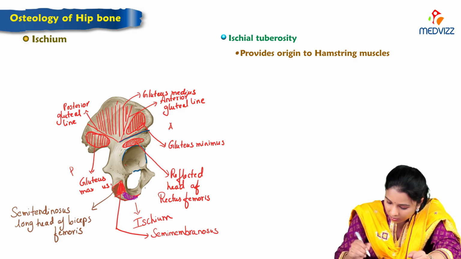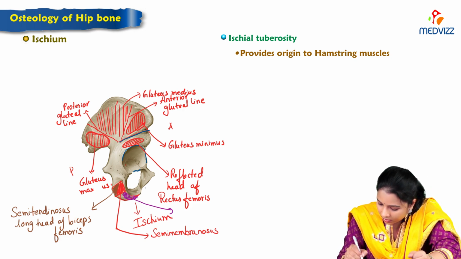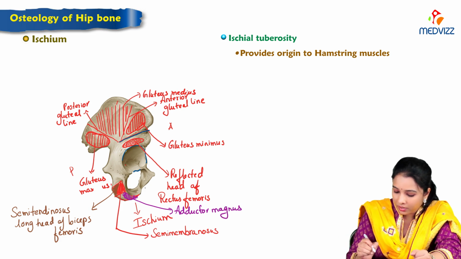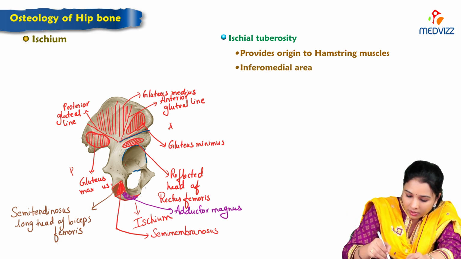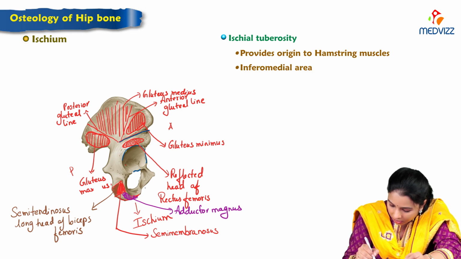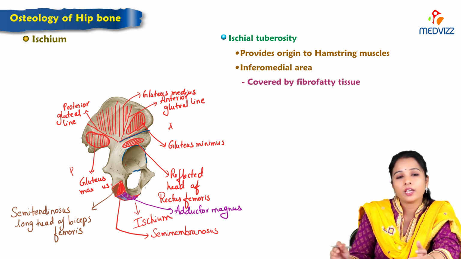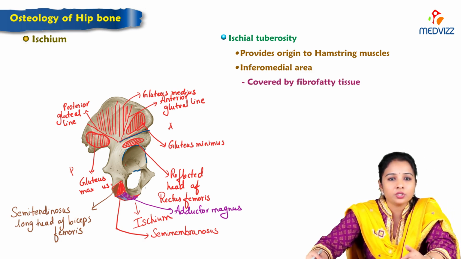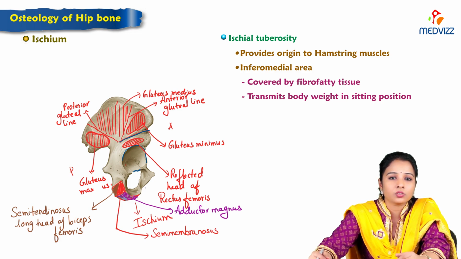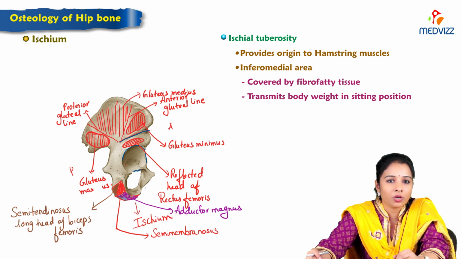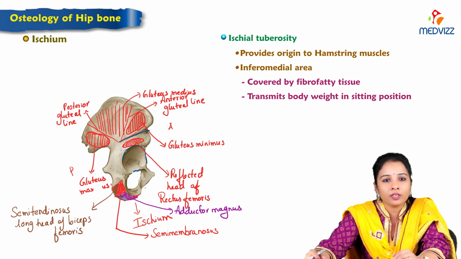This part which I am drawing with purple color is the adductor magnus muscle, whereas the inferior-medial part, which is not given origin to any muscle, is actually covered by fibrofatty tissue, and it transmits the body weight when we are sitting. So in sitting position, it transmits the body weight. It doesn't give origin to any muscle.